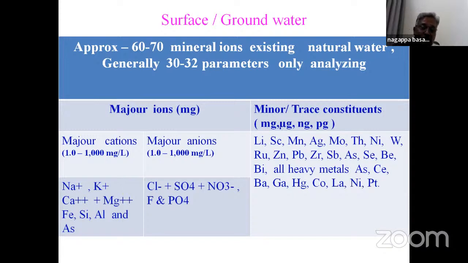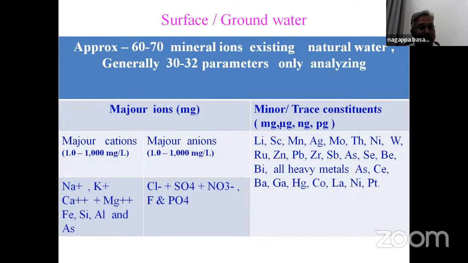Generally, we do not quantify trace constituents because highly expensive techniques are required. If you couple 2 techniques, GC-MS-MS, the equipment cost is more than 2 crore. That is why we are not analyzing trace metals at nanogram or picogram level. Any metal, anion, or cation concentration in the range of milligram, we definitely quantify. In the major ions, we are classifying into 2 groups.